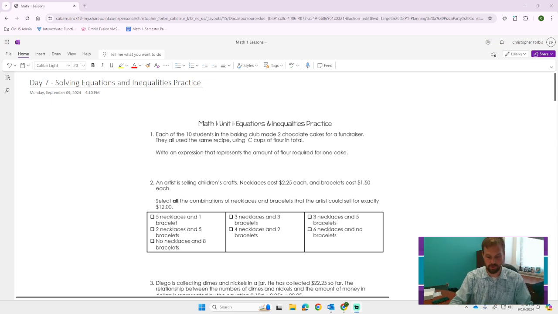We learn all the great things, right? We're on to day 7. Day 6 was more so notes with inequalities and equations. Today is really more of the same. Here we're calling it solving equations and inequalities practice. Again, just practicing the stuff we've been doing, giving us some more opportunities, right?